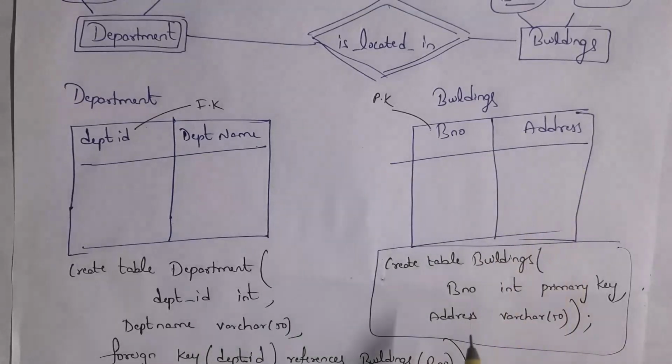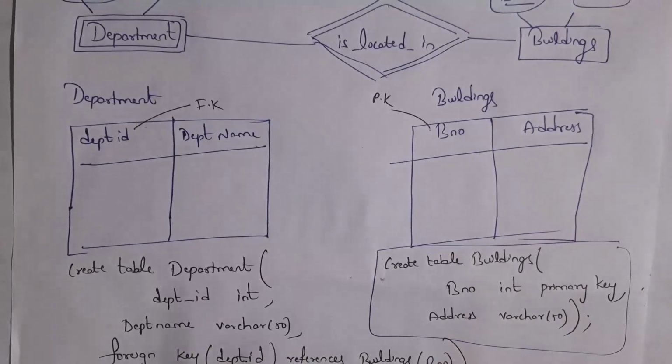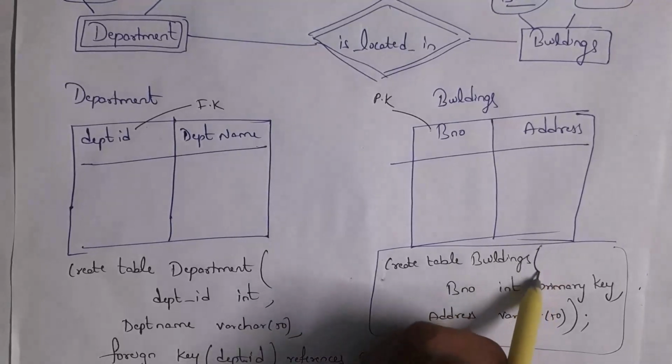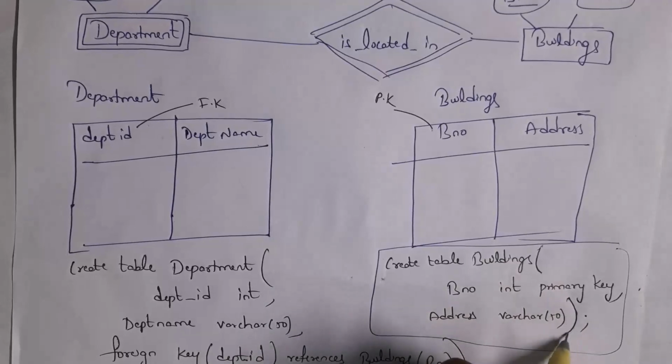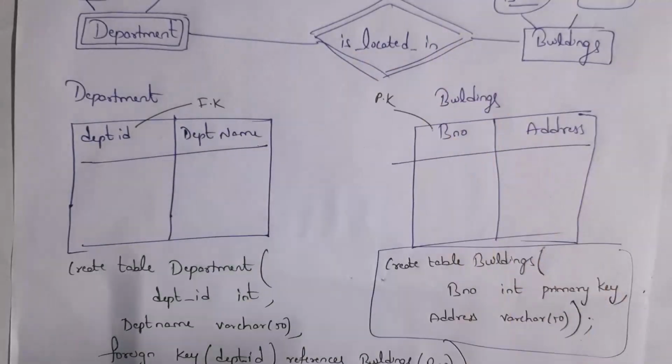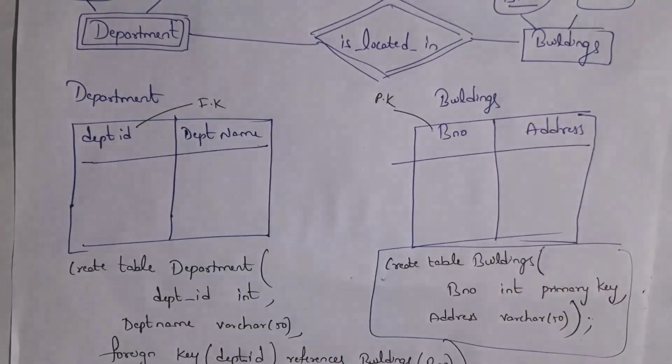Next column is address, so write here address. And I want to enter addresses like Hyderabad, Delhi, and so on, so I am giving the data type, that is varchar 50. Each address can store up to 50 characters. I opened this main bracket, so now we need to close this main bracket and give a semicolon. Whenever you run this code, it will create this table. Next we need to create the foreign key table.